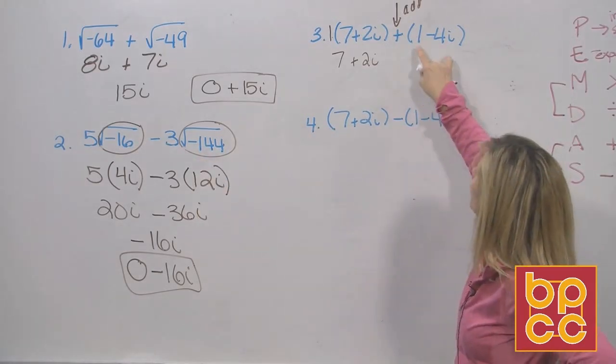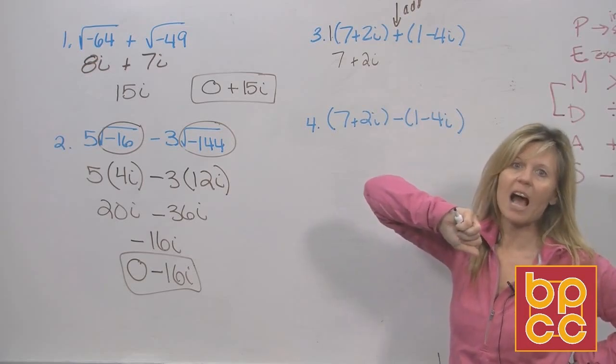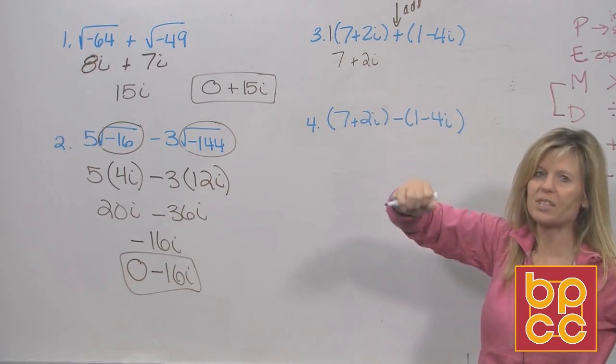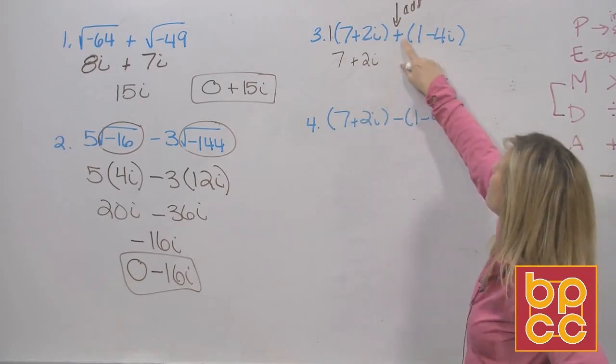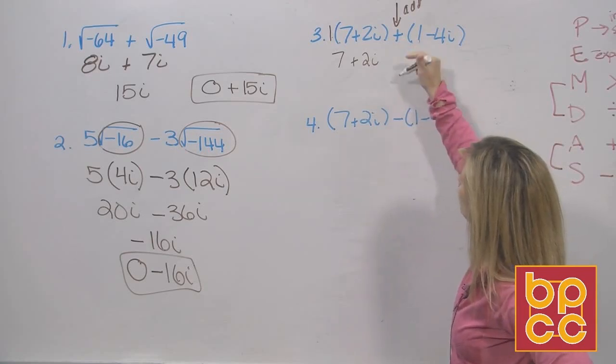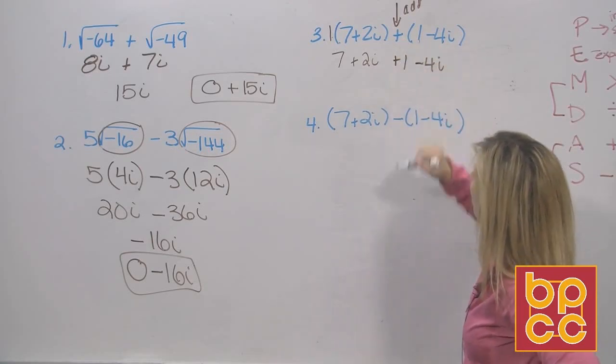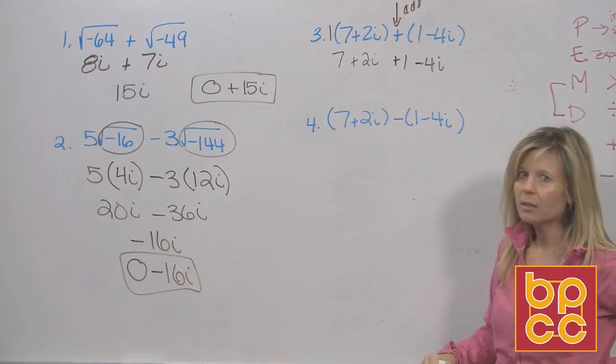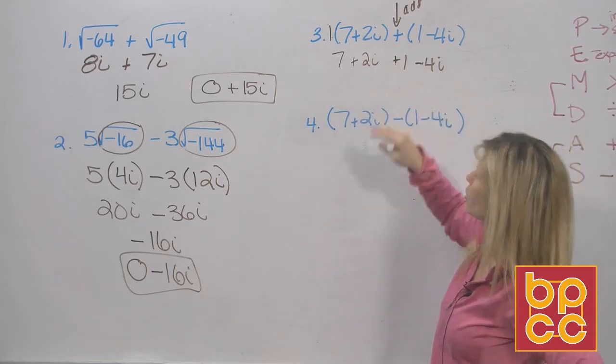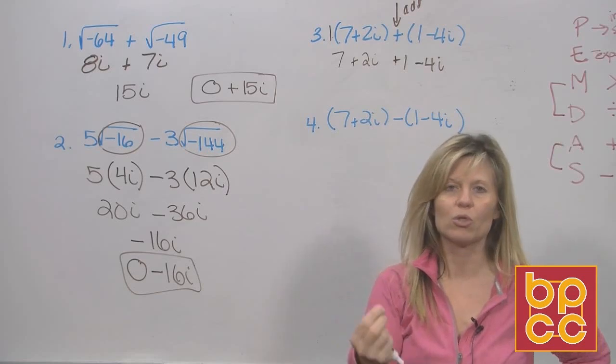Same thing here. Here's a parenthesis. To get rid of it, I have to multiply. That's what parentheses means in math, multiply. If I put that 1 in front, 1 times 1 is 1. 1 times negative 4i is negative 4i. Now we're not done. I have 1, 2, 3, 4 terms I'm supposed to put together who's alike.